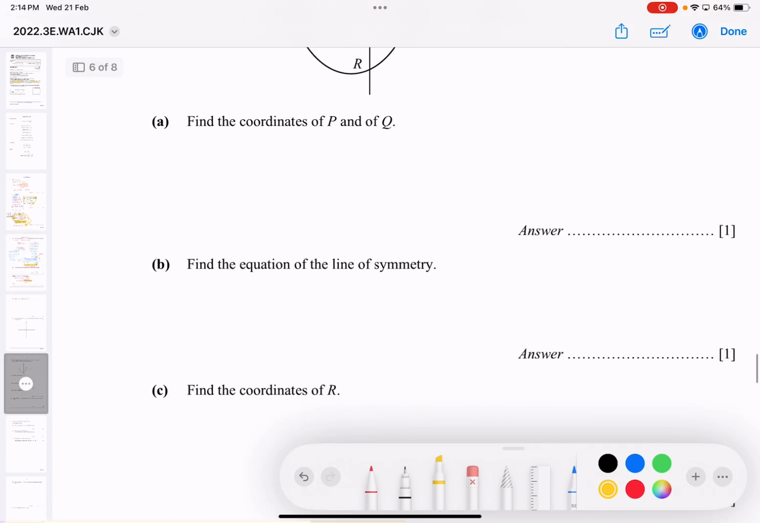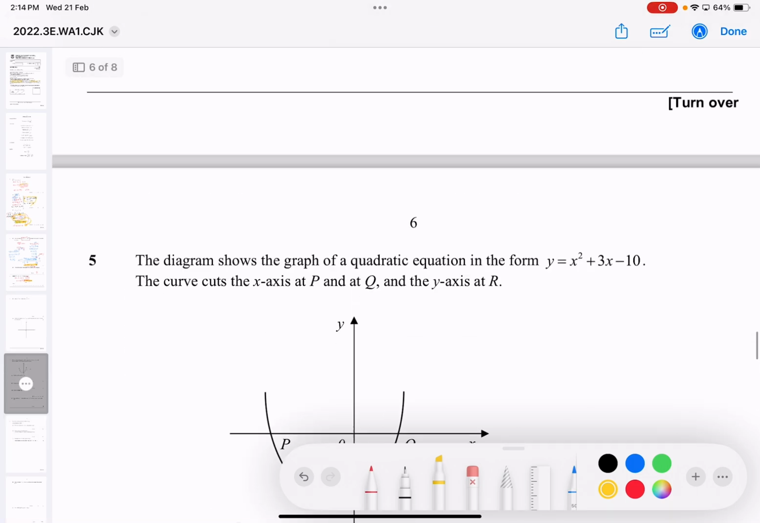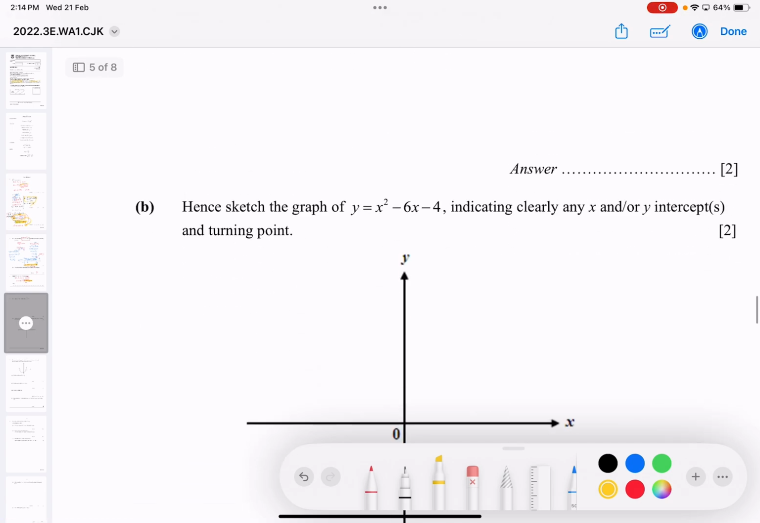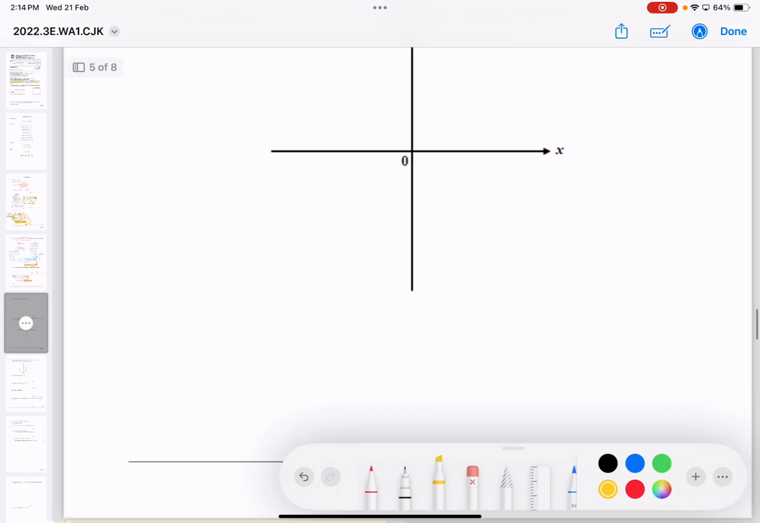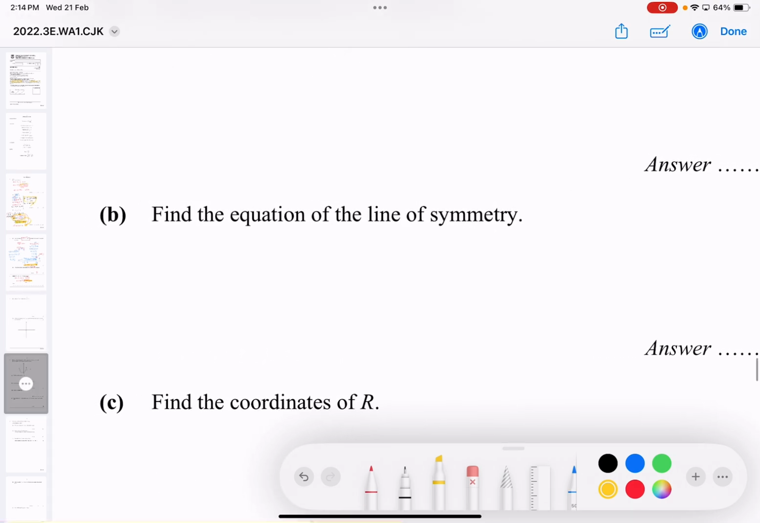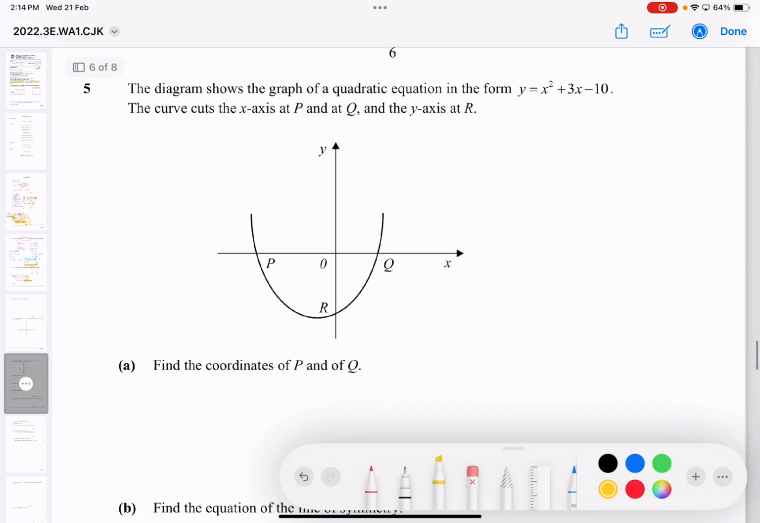Now, I'm going to skip because I only have about 10 minutes left. Let's jump to question number 6. Okay, the sketching portion, please make sure you know how to do. 5B. 5D. D for donkey. Find the line of symmetry. D for donkey. Okay, let's quickly go to 5.